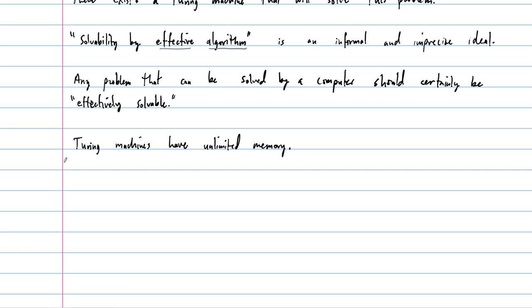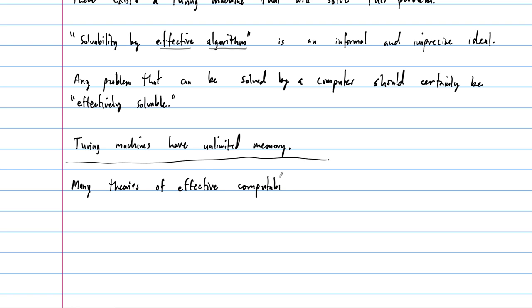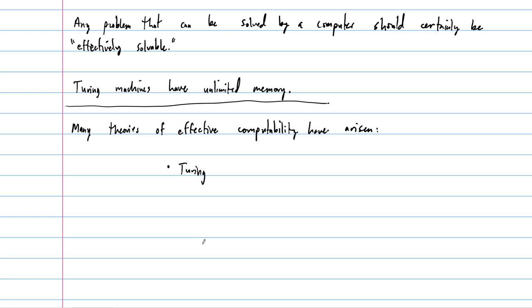Over the years, many people have tried to make a definition of what it means to be effectively computable. So there are many theories of effective computation, effective computability, that have arisen. And it starts with Turing. Turing came up with the Turing machine idea, everything that we've been studying up to this point. So Turing's theory of Turing machines.